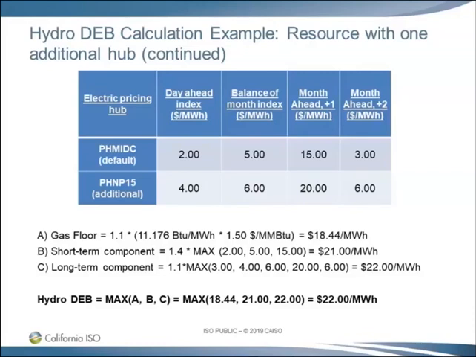The hydro DEB is the max of A, B, and C. So in this case, the hydro DEB works out at $22.